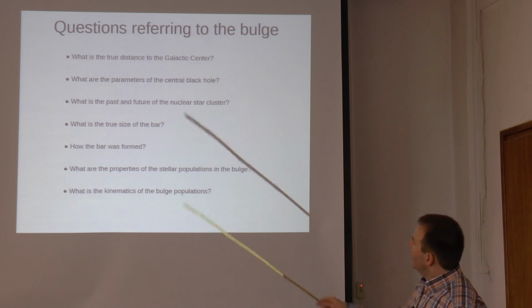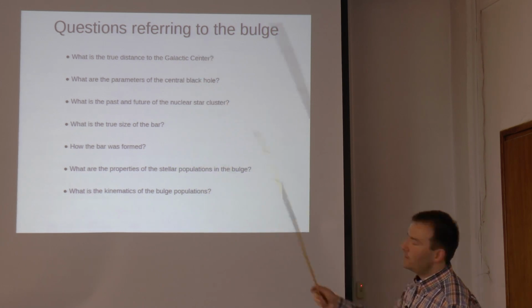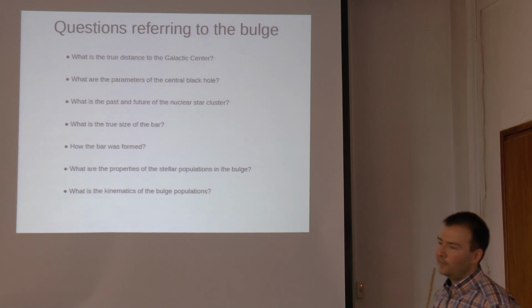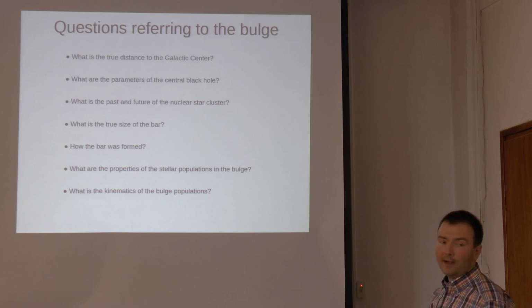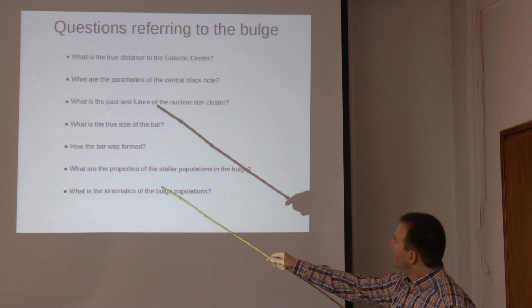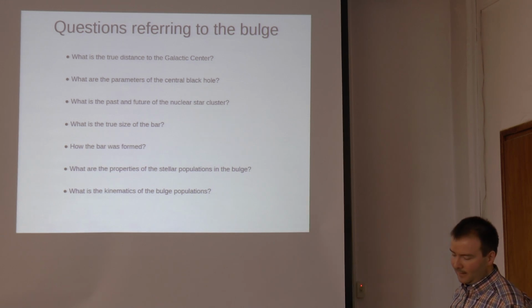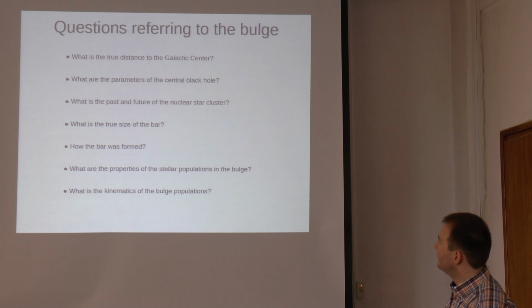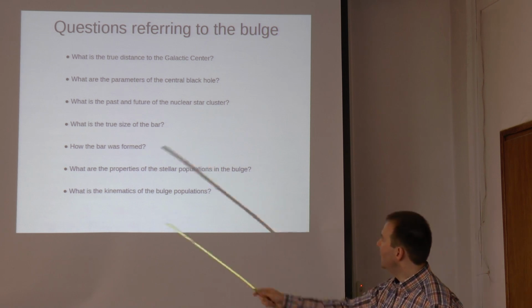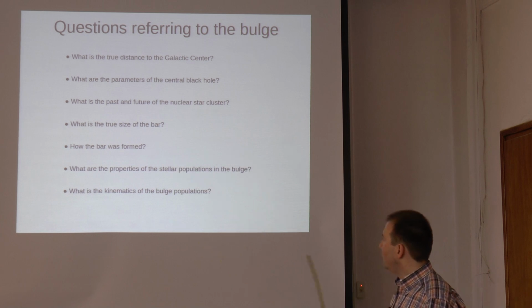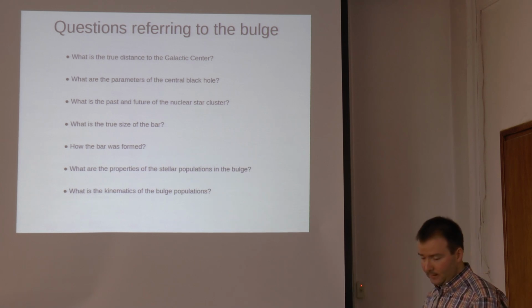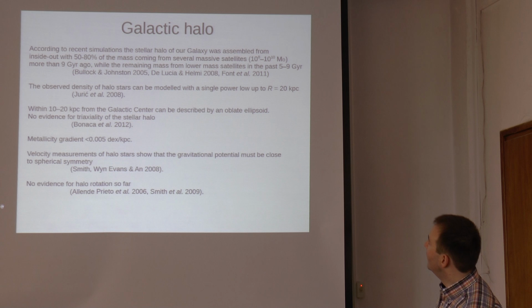Okay, and now questions referring to the galactic bulge. Well, what's the distance? What are the parameters of the central black hole? Although they are now more and more accurate. And then what is the past? How was the nuclear cluster formed? And questions about the galactic bar, and what's the true size of the bar, and the stellar populations forming the galactic bulge. This is the most complex, I would say, component of the Milky Way.